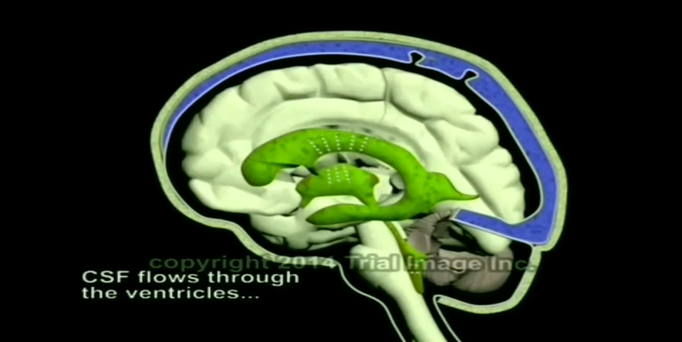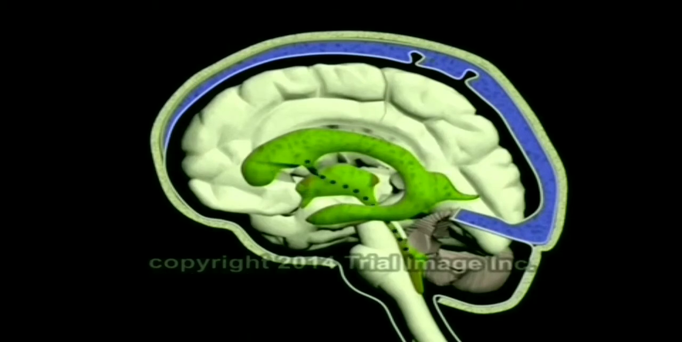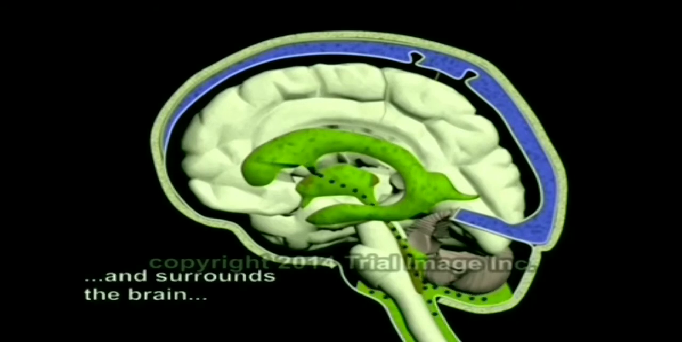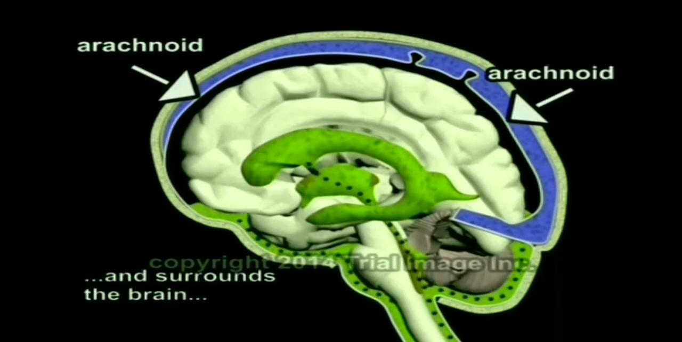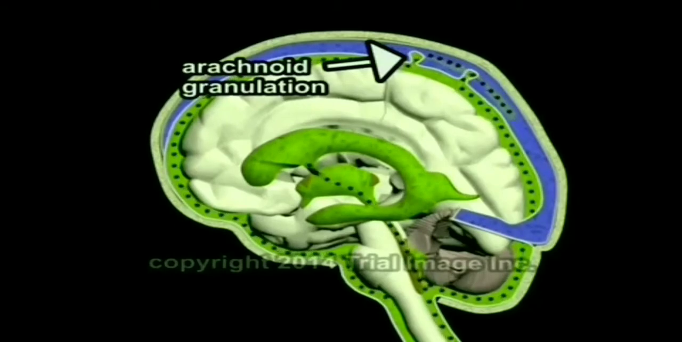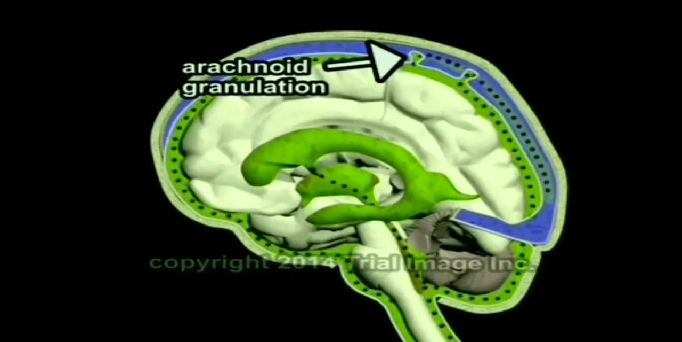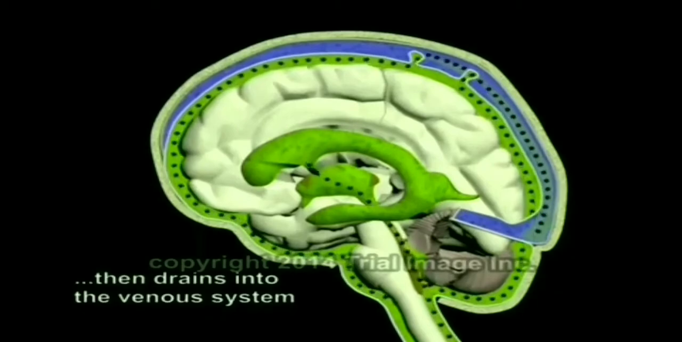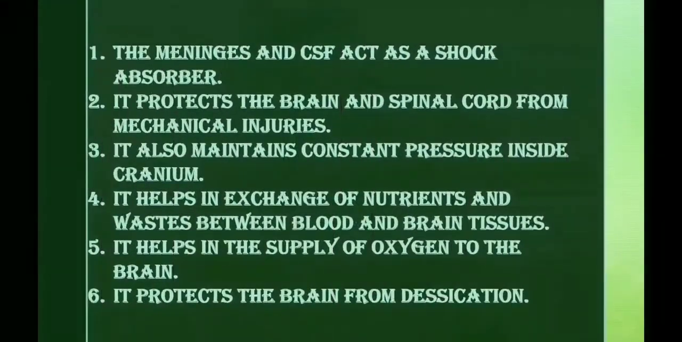The CSF is secreted by the pia mater and ependymal cells, and it flows through the ventricles. From here, it surrounds the brain, and then the three openings in the roof of the medulla oblongata help in draining CSF from the brain to the outside. Properties or functions of CSF. There are several properties or functions. Let us study in detail.